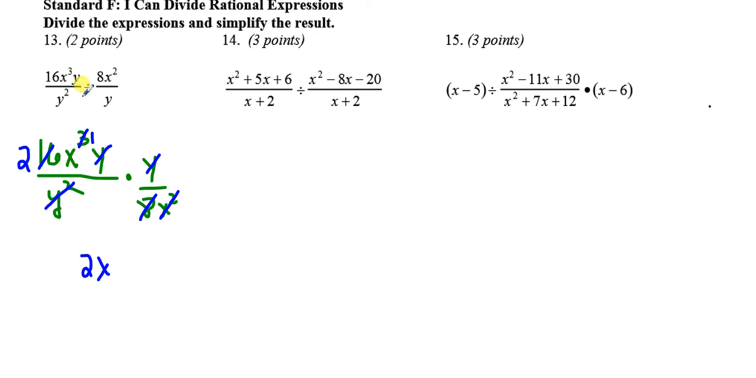There's no y's because we have y to the second. I had to flip that, and so the y's are gone. That x to the third became x. And that's all there is, 2x.